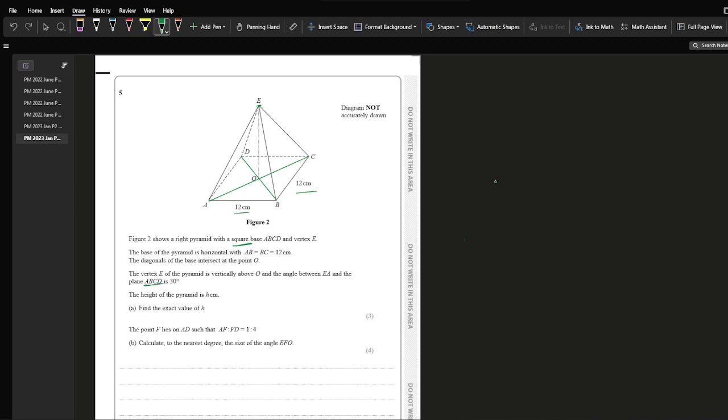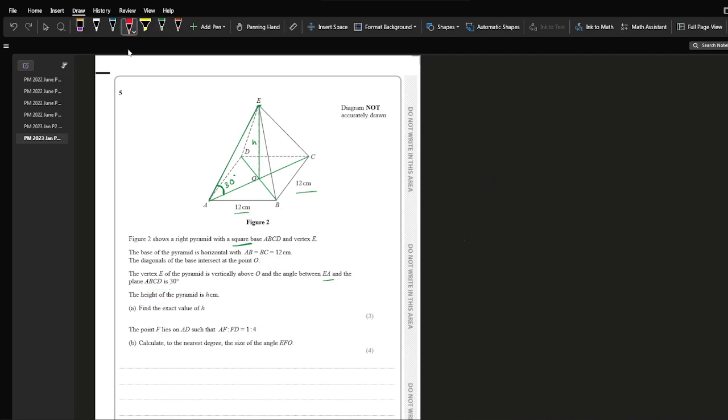What is ABCD? It's the base ABCD, and EA, which is this side right here. So that means this is 30 degrees. The angle between the base and one of the corner edges, I don't know what this is called, but basically side EA. The height of the pyramid is h, so this right here, EO, is h. Find the exact value of h.